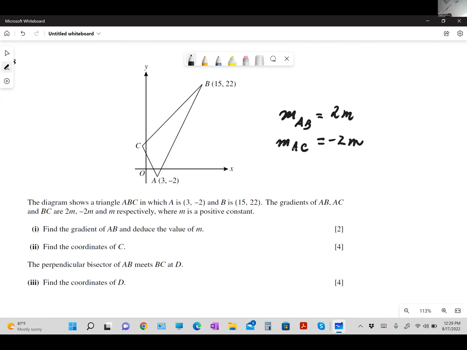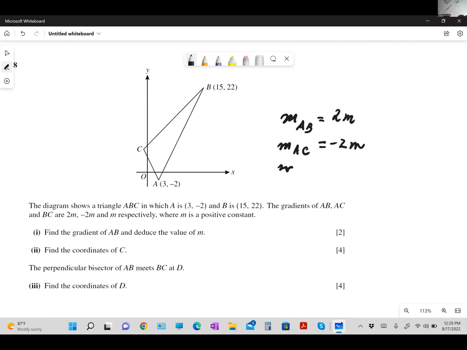And the slope of BC is m, where m is a positive constant. Okay, so if m is positive, it means that the slope of AB is also positive, but the slope of AC is negative, because a positive times a negative is going to come out negative, which makes sense from the picture. If I look at AC, it's going downward, right? So that's a downward slope. But when I look at AB, it's upward, and BC, it's upward. So I know it's a positive slope.